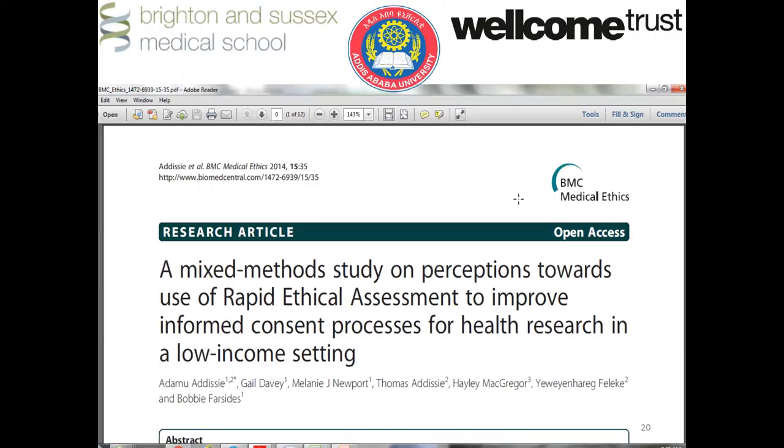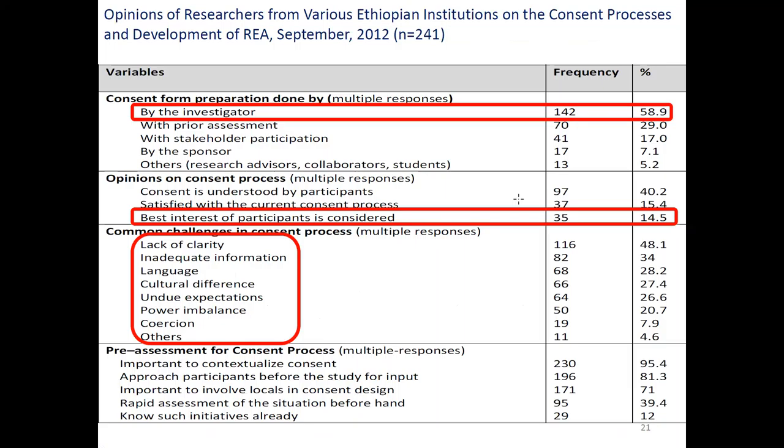So when we started the work, we took time to talk to researchers, ethics committee members, data collectors from various research institutes in Ethiopia, in the country, through structured interviews, but also key informant interviews and focused discussions to register perceived challenges associated with the informed consent process. And so this is one of the findings from this particular study.